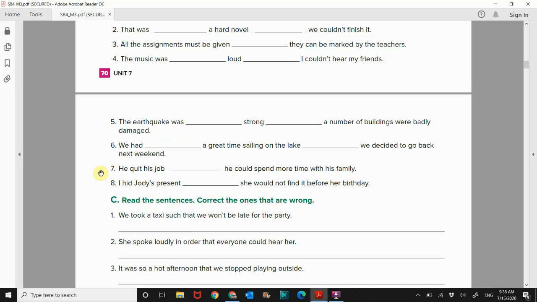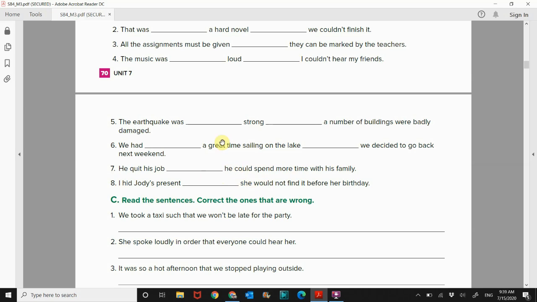Number 7, he quit his job. All right, so cause and effect. He quit his job so that he could spend more time with his family. Number 8, I hid Jody's present so that she could not find it before her birthday.